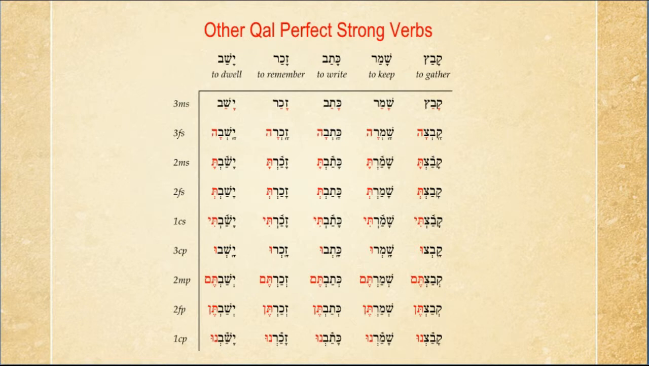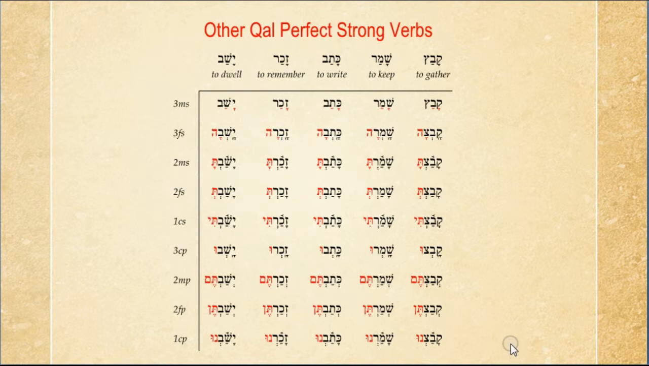If you move on to the next part of your chapter, you can see that there's more of the same paradigm here. Basically, you have several other verbs here, on page 142 in your textbook. So you have the verb kabatz, meaning to gather together, and shamar, and katav, and zakhar, and yashav. Shamar means to keep, to observe, katav means to write, zakhar means to remember, and yashav to dwell.